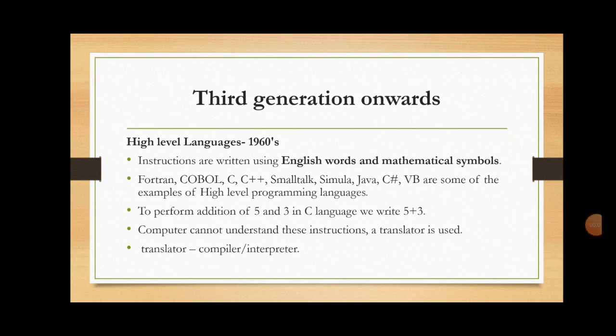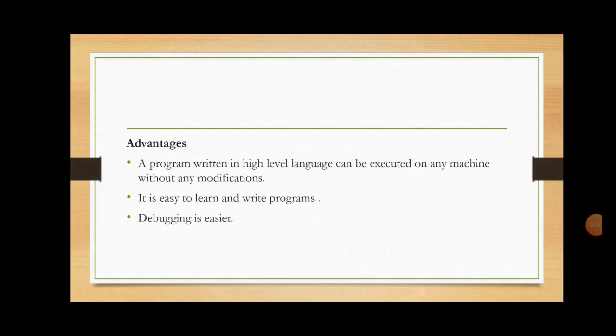High-level language is not understood by the computer, hence translators like compilers and interpreters are used. The advantages of using high-level programming languages are as follows. A program written in a high-level language can be easily executed on any machine without any modification, which means all high-level language programs are machine independent. And also it is easy for the programmer to learn and write programs using high-level language. Since we use English words and mathematical symbols, error correction is much easier than in any other programming language.